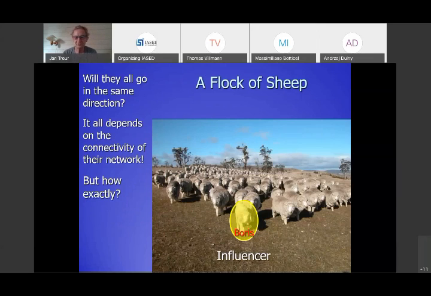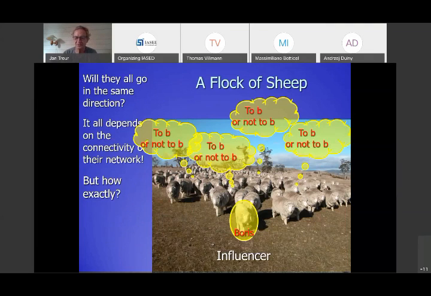So all the sheep have their own existential questions, and so they really like to follow this influencer. Like to be or not to be, and then the influencer can tell them whether it will be to be or it will be not to be. But this example, you can also translate easily into the human world. Networks are of course a very universal type of modeling format, so you can use it for many different things.